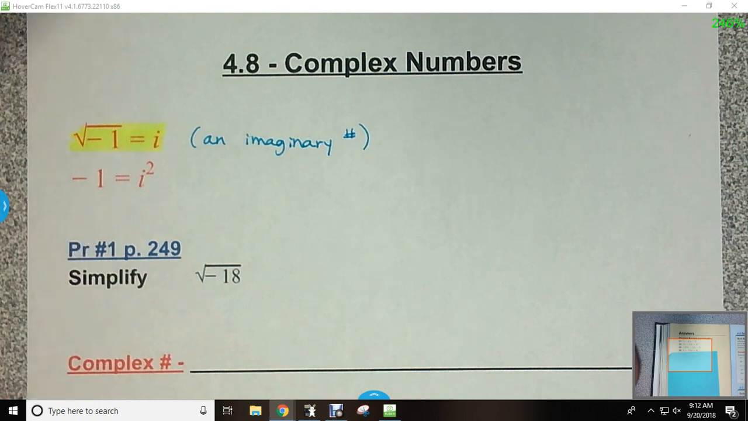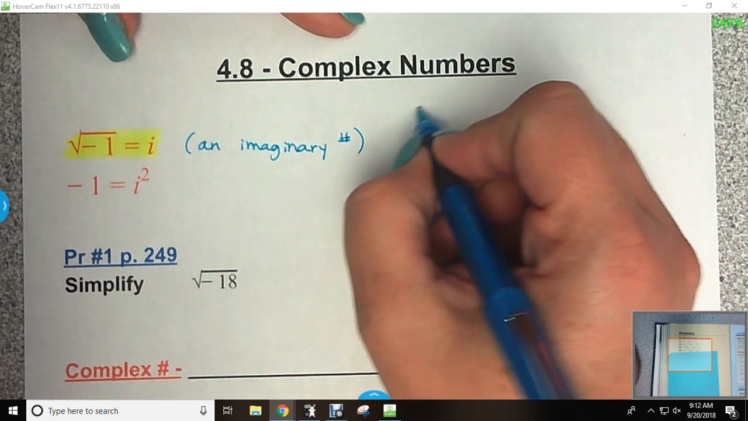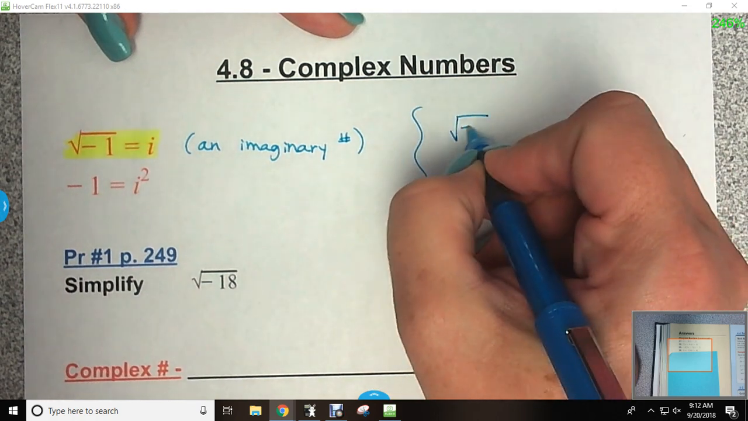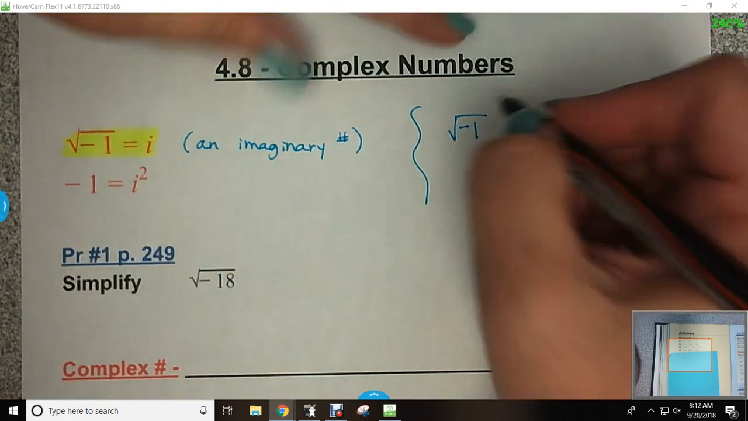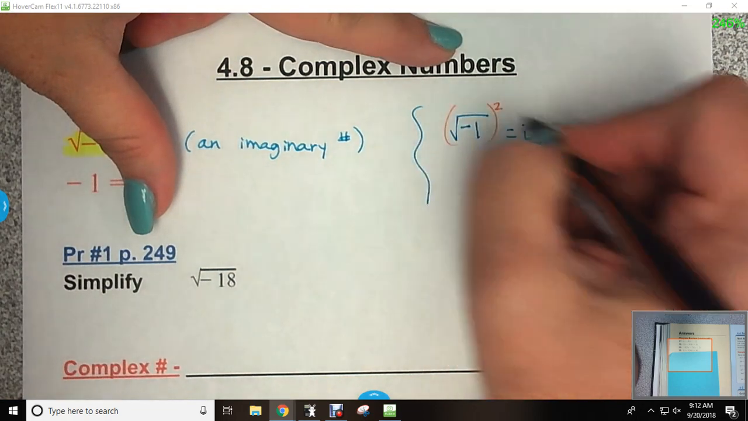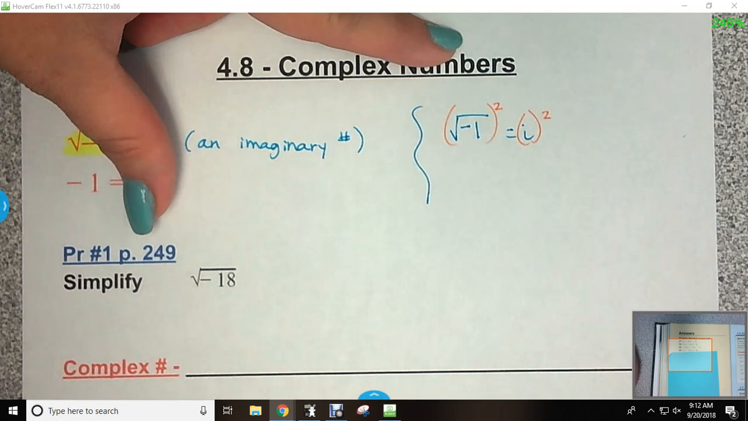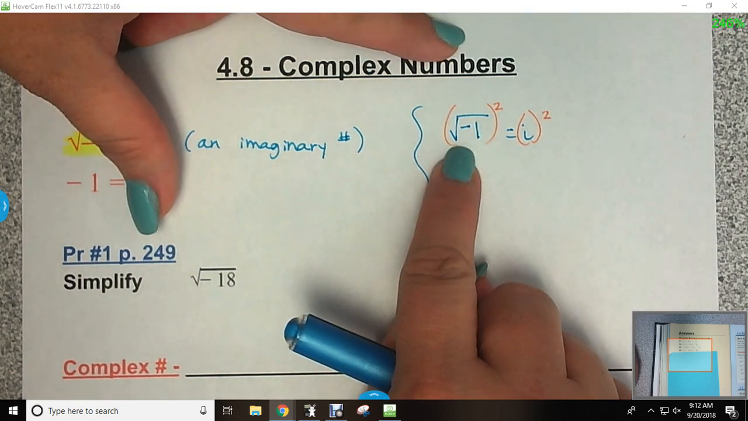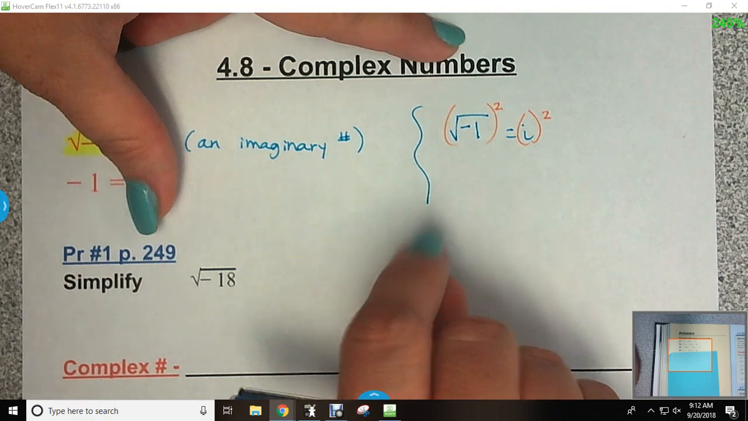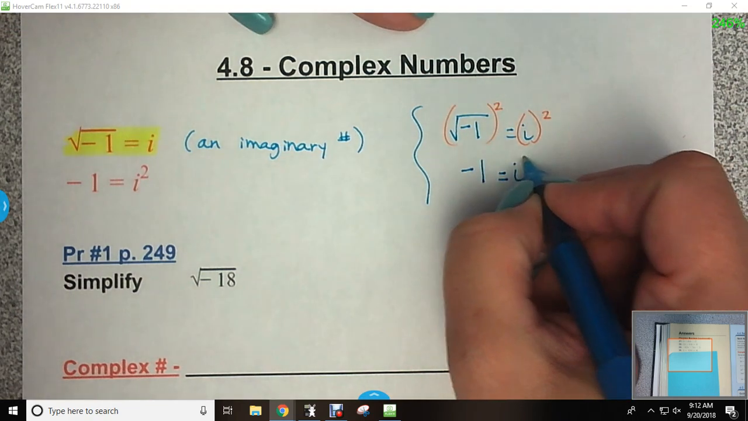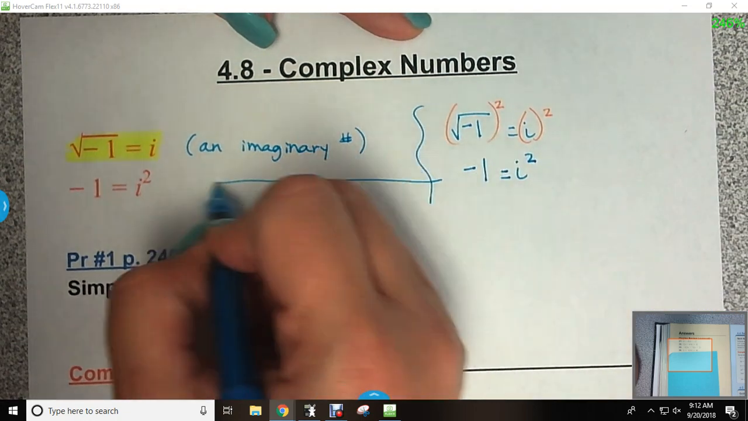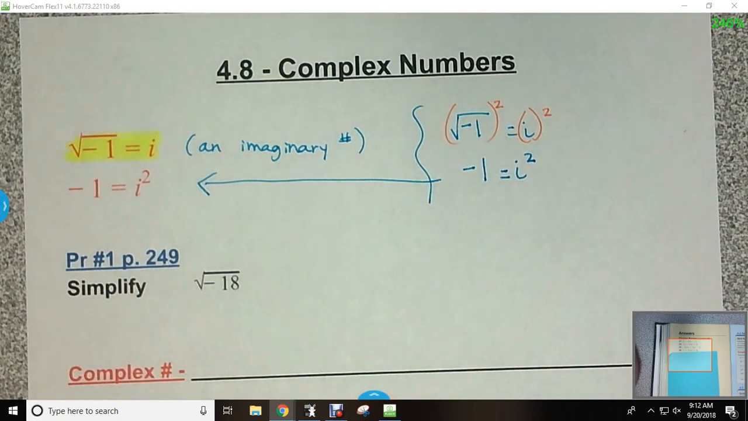Okay? So, if I take the square root of -1 equals i, and I square both sides of that equation. When you square a square root, they cancel each other out, and you're just left with the stuff underneath. On the right-hand side, you get i squared. That is where this statement comes from. Okay, it's not just made up, it's actually worked out by squaring both sides.